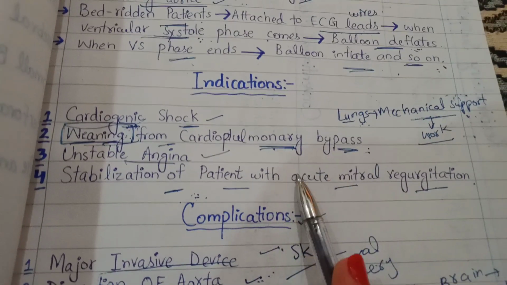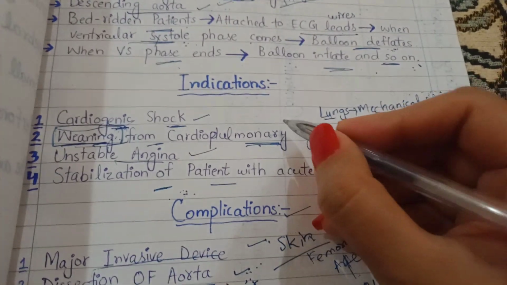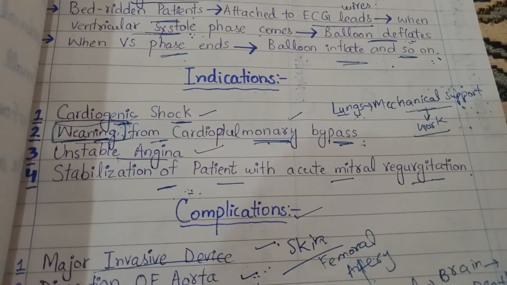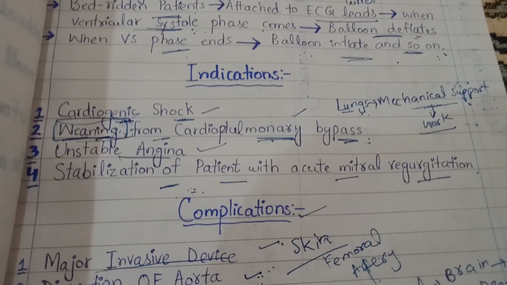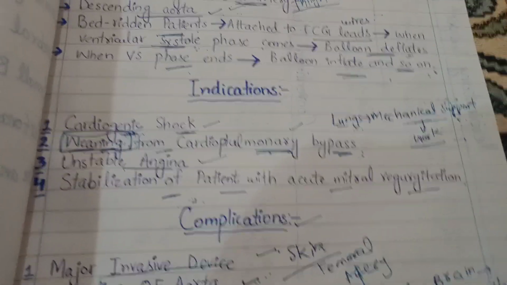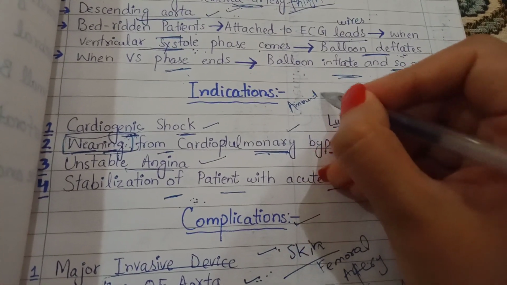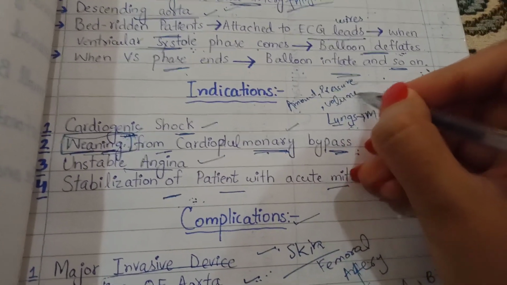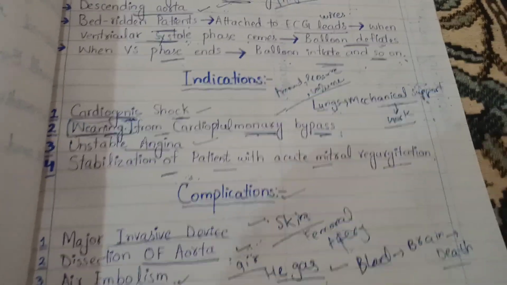Weaning from cardiopulmonary bypass means if we have used intra-aortic balloon pump during the cardiopulmonary bypass, then we will not remove the intra-aortic balloon pump suddenly, because if we remove the device suddenly, the patient will not become stable and his body will collapse and he will die. So to prevent this, we use the process of weaning. In the process of weaning, we first of all reduce the amount, pressure and volume slowly, and slowly the lungs adapt and the process continues.